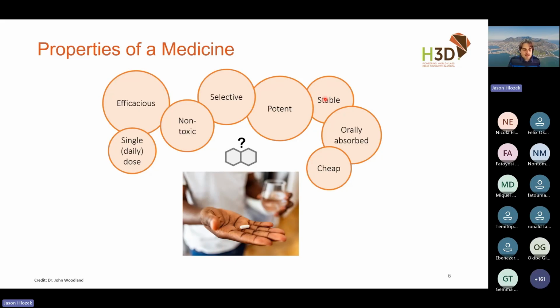But overall, we can summarize these two categories into a medicine needs to be safe and it needs to be effective. So you need to treat the thing you want to treat, but it also needs to not cause harmful effects, or you need to at least minimize harmful effects as you go.